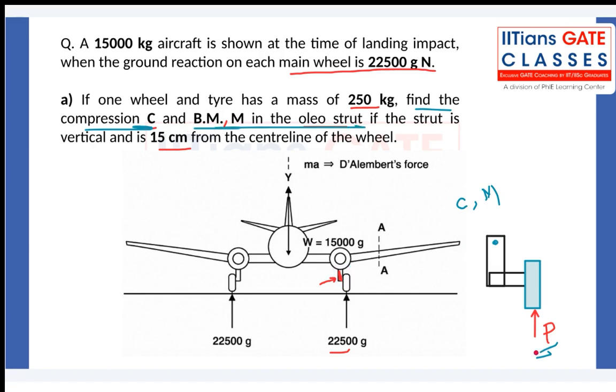So we have seen how to do this. The force P, again, we are going to apply to dummy loads and we will be able to find out the compression C. Compression C will be given by P by A, and then we can find the bending moment. And then we can calculate the bending stress also, which will be given by M divided by Z.